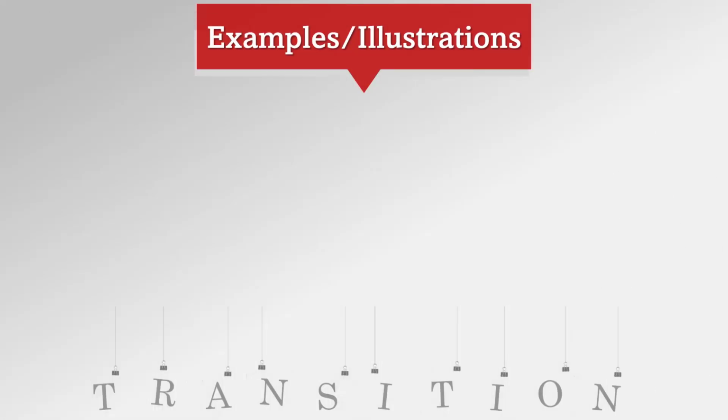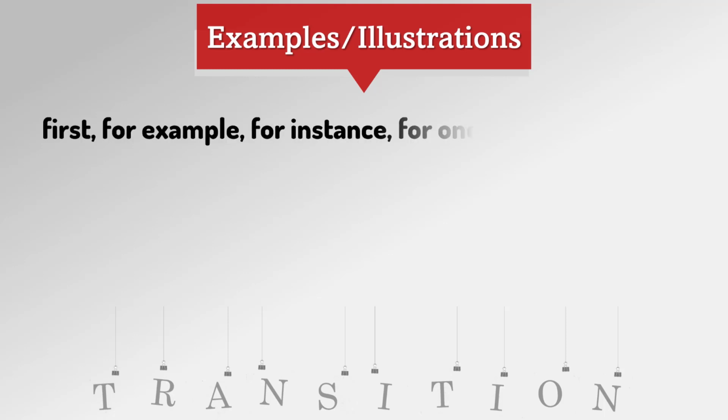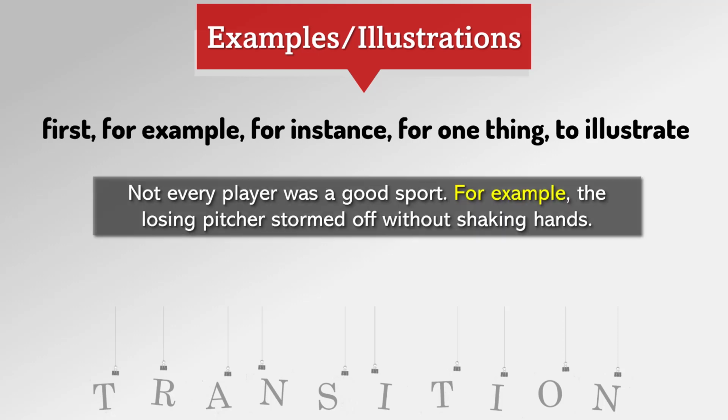If the second sentence gives an example or illustration, use first, for example, for instance, for one thing, to illustrate. Not every player was a good sport. For example, the losing pitcher stormed off without shaking hands.